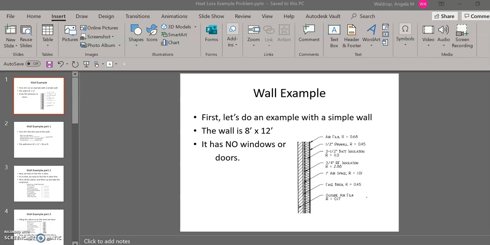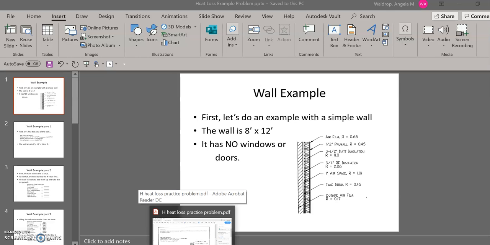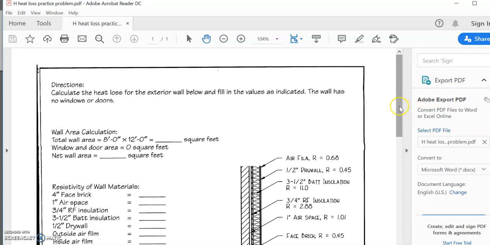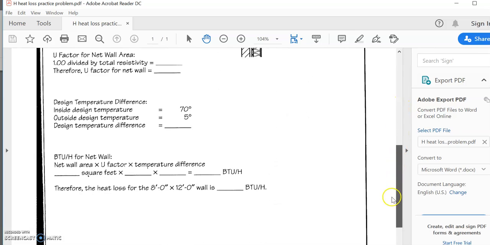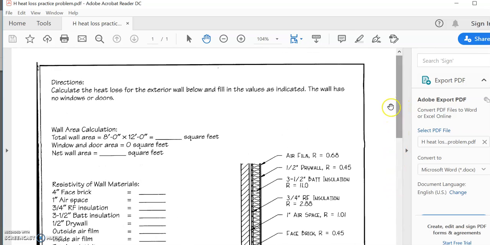Okay, so now that we've talked about heat loss, the theory behind it, we're going to do a couple of examples. The first example that we have is just a simple wall. So if you look at the sheet that I've given you, and just zoom out, this is what we're going to use as the reference. Now I've taken snapshots of the different pieces of this sheet, so we'll use that in the PowerPoint.